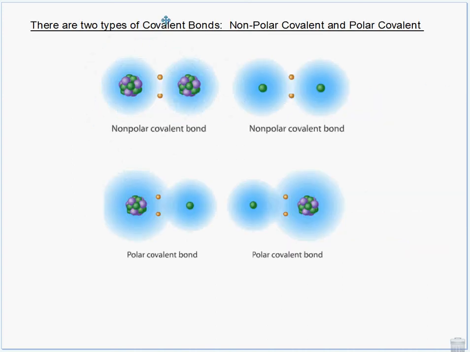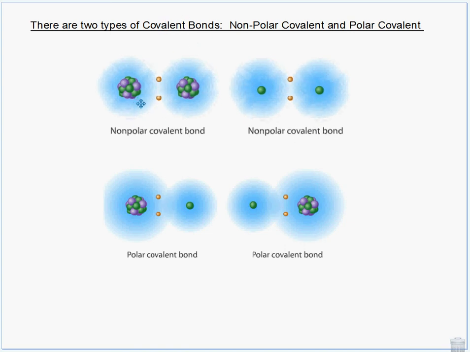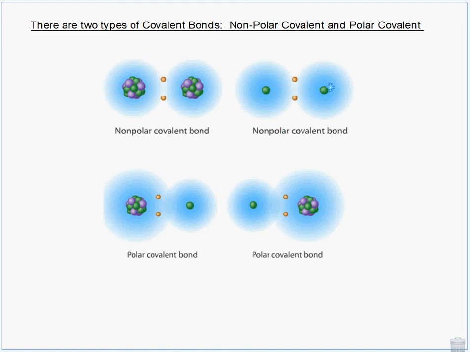Now there are 2 types of these sharing bonds, or covalent bonds. One's called nonpolar covalent and the other is called polar covalent. The only difference is that in a nonpolar covalent bond, when 2 atoms share the electrons, those electrons are shared equally. They share them the same amount of time. You can see that represented here. They're right in the middle.